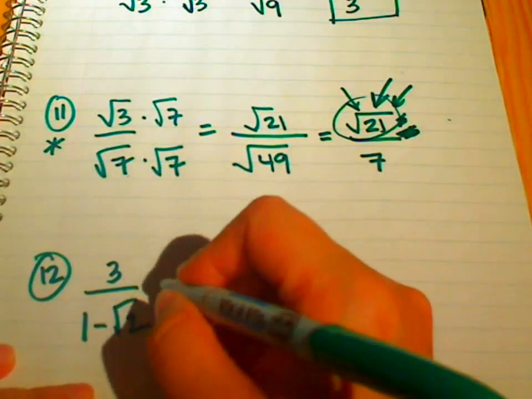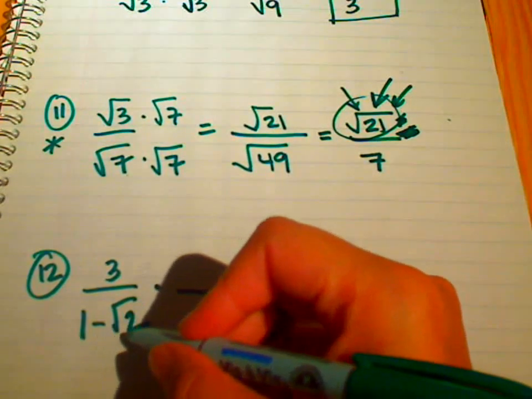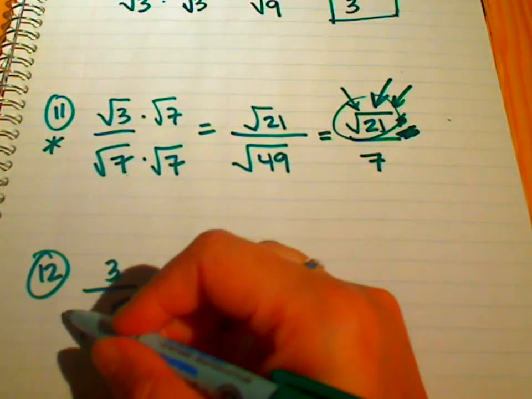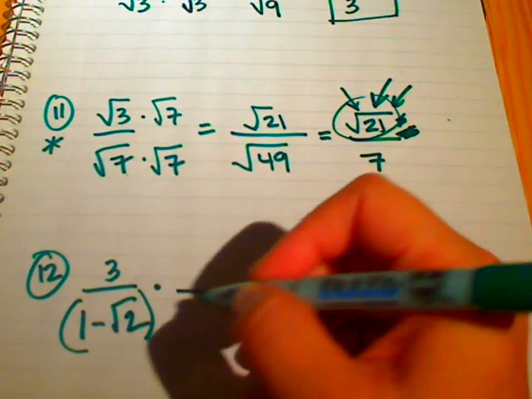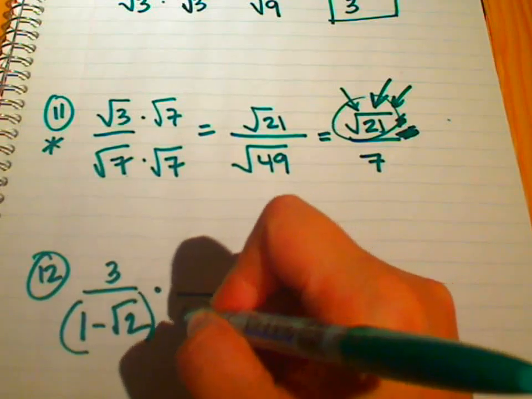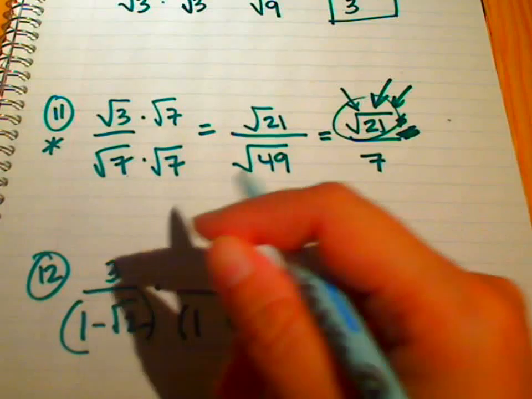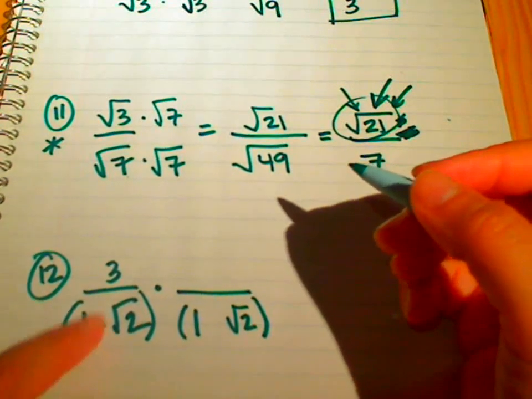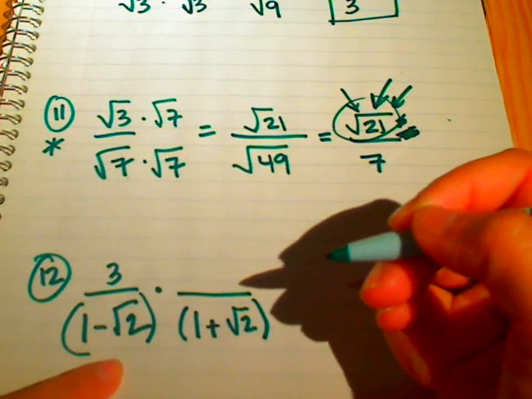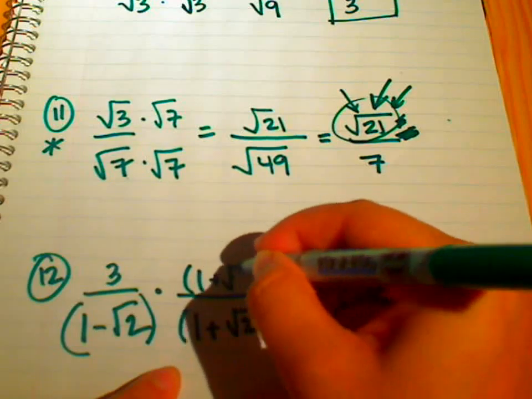Now number 12, this is not as easy as just multiplying by square root of 2. Because there's multiple things down here, I'm actually going to do what's called multiply by the conjugate. I'm going to multiply by the 1 and the root 2. So the conjugate is just the opposite of the adding or subtracting. So instead of subtracting there, I would add it. Whatever you multiply down here, you multiply by on top too.